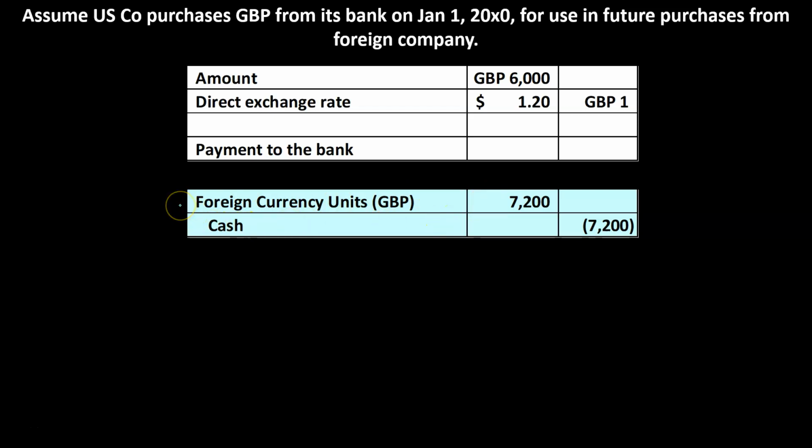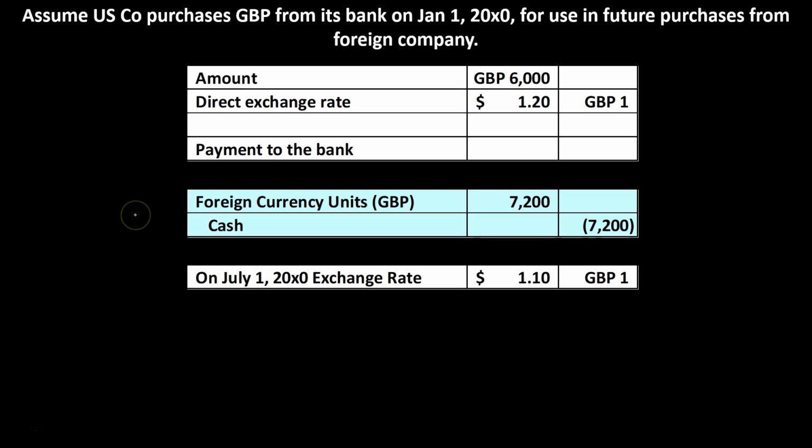So this indicates that we're holding on to foreign currency, in this case 6,000 pounds, which we're valuing in terms of US dollars at $7,200. Just as we would if we had stocks. If we had so many stocks of a company, it would be valued in US dollars, not in the number of stocks. So now we have 7,200 on the books for foreign currency units, which represents the dollar value of the 6,000 pounds we are actually holding.